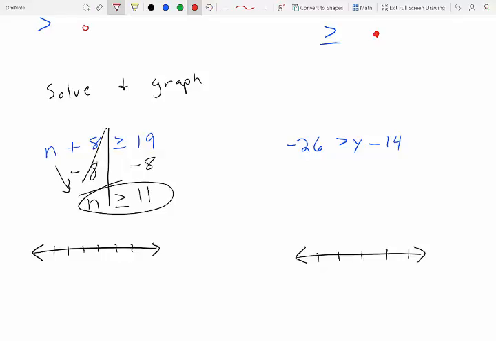Now I need to graph this, so let's put 11 in the middle of our graph. 12, 13, 10, 9, 8. I graph it. I have a greater than or equal to sign. I'm going to put a closed dot, and then I'm going to shade to the right.